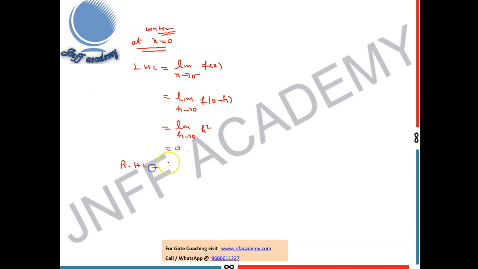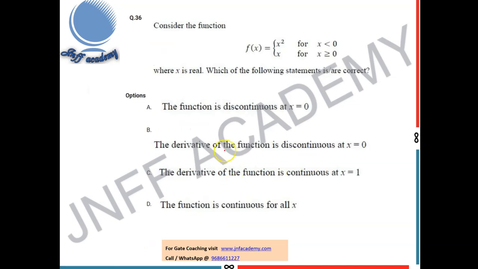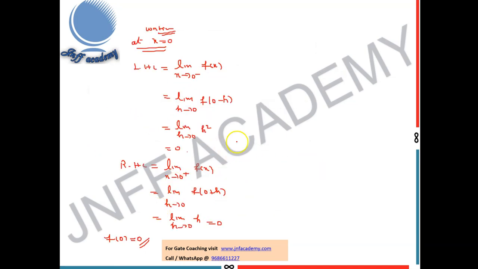Similarly, the right hand limit equals limit x tends to 0 plus f of x. Then what is the function? Limit h tends to 0, f of 0 plus h, because this is the right hand limit. You should add the small quantity to the limit value 0. For x greater than 0 the function is x, so f of h is h. This is also 0. So the left hand limit and right hand limit are equal, and f of 0 is also 0, because at x equal to 0 the function is x, that is 0. So both are equal. So at x equal to 0 the function is continuous, so this function is continuous for all real numbers.